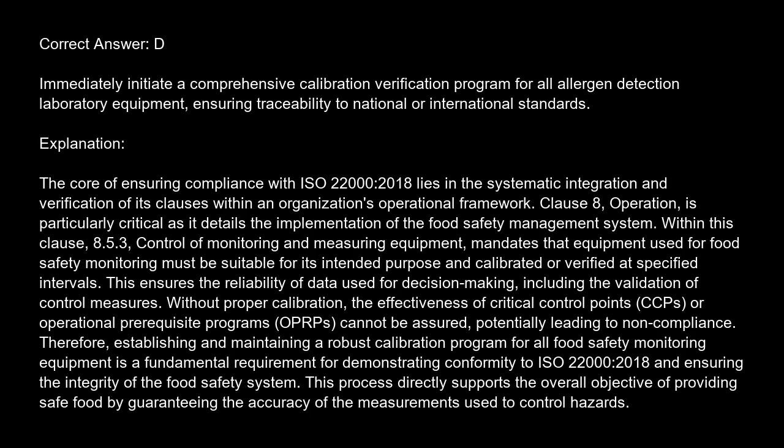Without proper calibration, the effectiveness of critical control points, CCP, or operational prerequisite programs, OPP, cannot be assured, potentially leading to noncompliance. Therefore, establishing and maintaining a robust calibration program for all food safety monitoring equipment is a fundamental requirement for demonstrating conformity to ISO 22000-2018 and ensuring the integrity of the food safety system. This process directly supports the overall objective of providing safe food by guaranteeing the accuracy of the measurements used to control hazards.